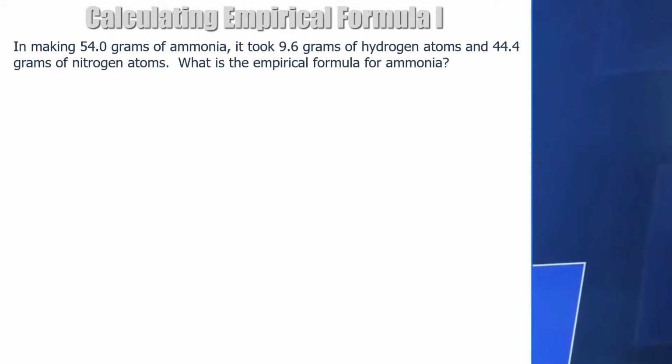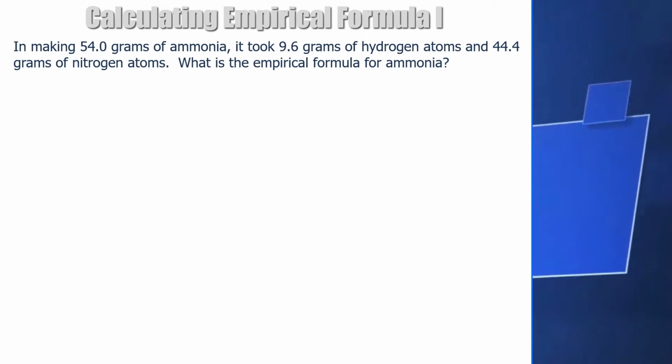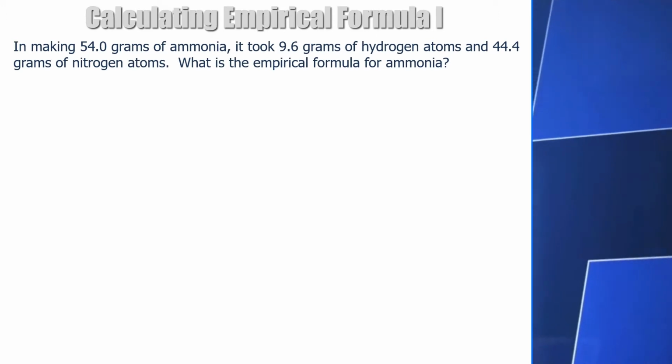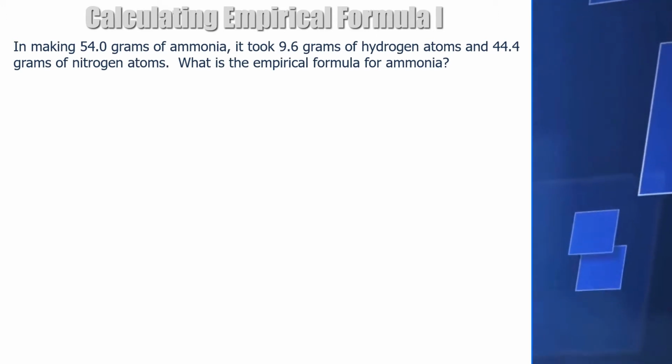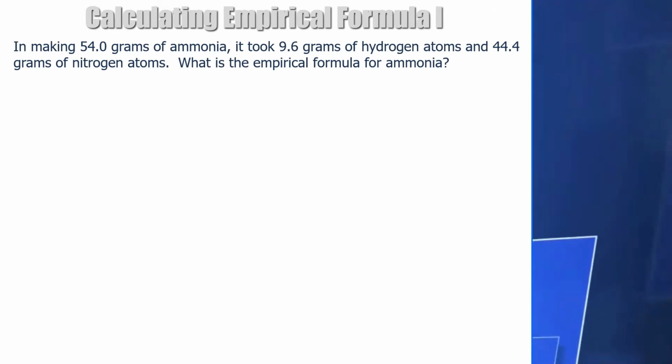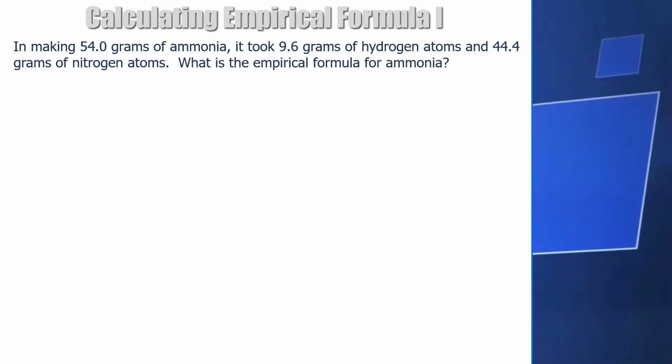Let's do some problems in which we use experimental data to calculate the empirical formula for compounds. We'll look at an example involving a compound we've seen in previous lectures, ammonia. In making 54.0 grams of ammonia, we find that it took 9.6 grams of hydrogen atoms and 44.4 grams of nitrogen atoms in a synthesis reaction. So what is the empirical formula for ammonia?